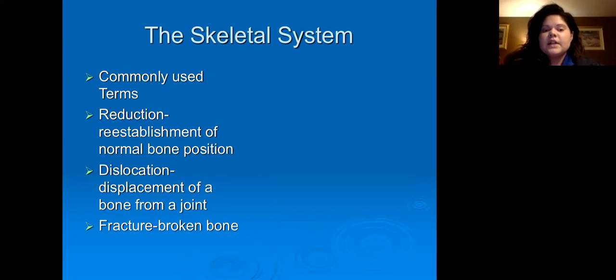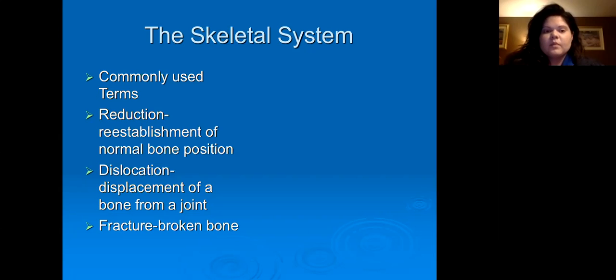Some commonly used terms. This is what we're going to focus on a little bit more. These are going to be more familiar to us as far as everyday practice. A reduction is going to be the reestablishment of normal bone position. And you can have an open reduction or a closed reduction. That just is going to depend on how extensive the injury is and how they want to go about repairing that. A dislocation is going to be a displacement of a bone from a joint.